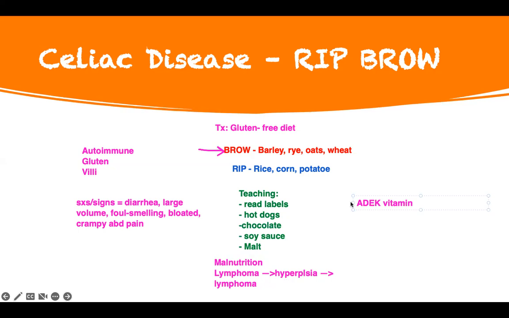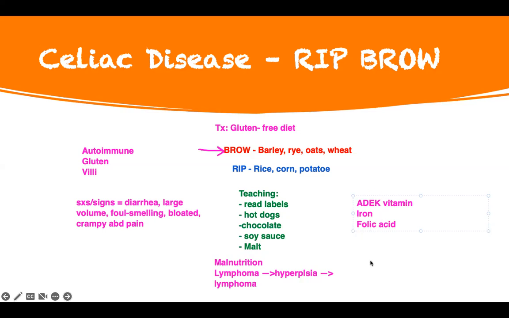So don't forget that. ADEK, they need fat soluble vitamins. And then they also need iron because of the small bowel. Iron and folic acid is absorbed in the small bowel. We don't have to talk too much about it, but these are the key things. Very easy, straightforward. ADEK, they need vitamins, they need iron and folic acid. So if they are anemic, don't be surprised because they cannot absorb that.